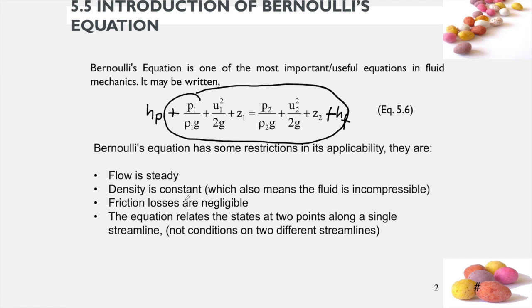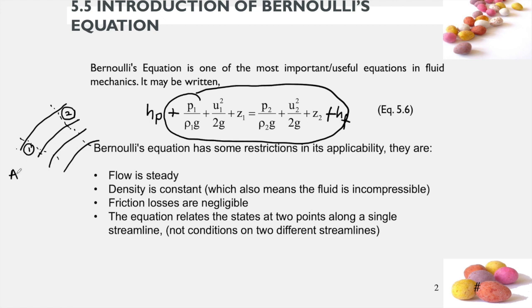Last, the equation relates the state at 2 points along a single streamline. This means that if you have a streamline and you want to do Bernoulli's equation at point 1 and point 2, you must apply Bernoulli's equation on a single streamline. You cannot do this if you have two streamlines.